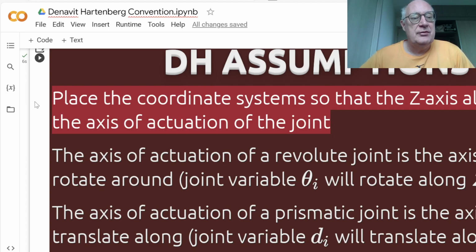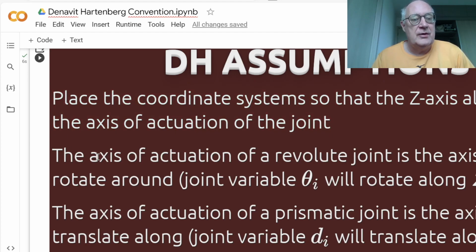And so we place the coordinate system in such a way that the z-axis aligns with the axis of actuation of the joint. So that means that for a rotational joint, the z-axis is pointing along the axis of rotation of our servo motor, and if it's a translational joint, then it points along the direction of the translation.